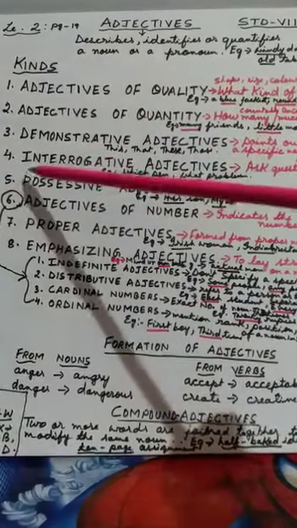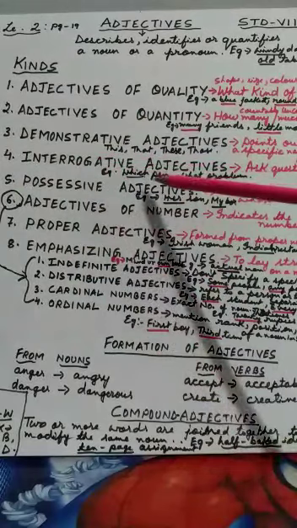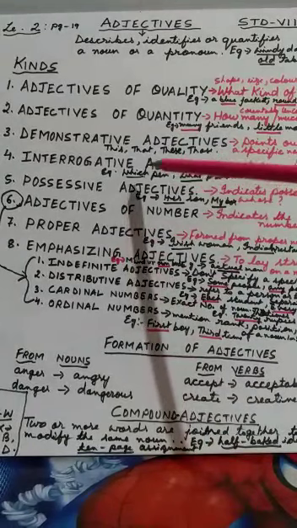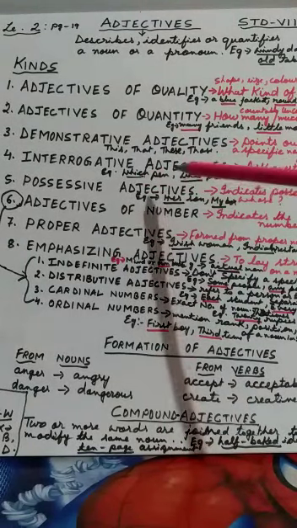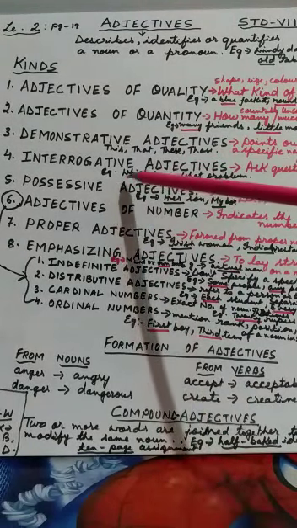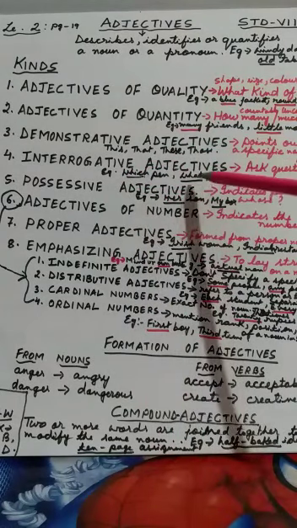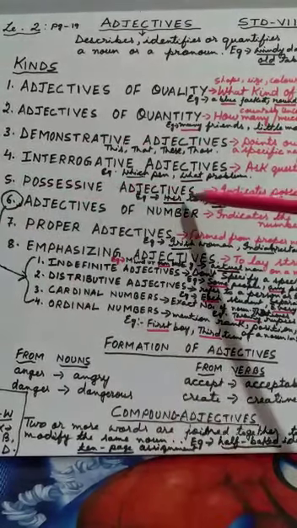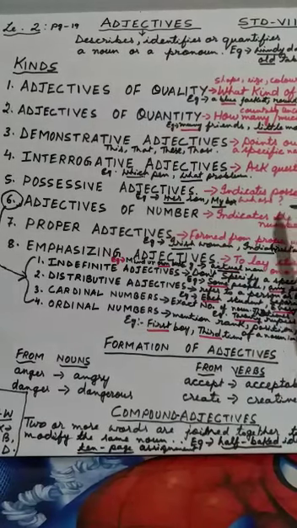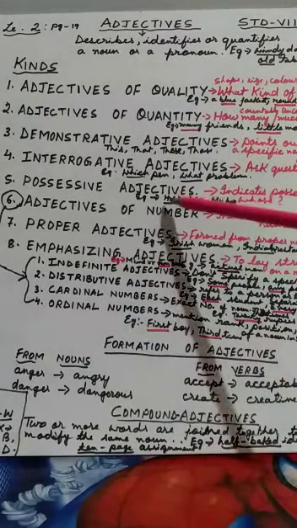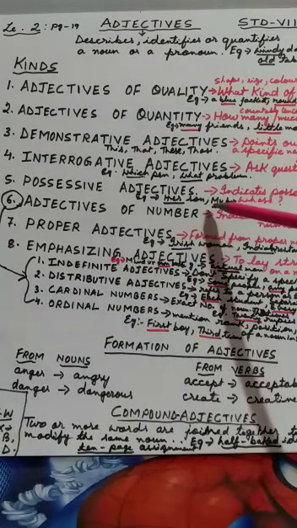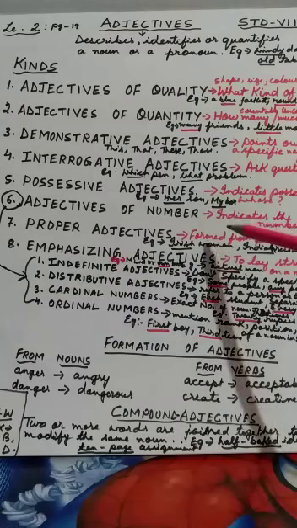And the fourth one is interrogative adjectives. Interrogative adjectives are used to ask questions. It is usually used just before the noun, like which pen? Which pen is this? So which is an interrogative adjective. What problem? What is an interrogative adjective. Then the fifth one is possessive adjectives. Possessive adjectives indicate possession. That means whose it is. Like her son. So her is a possessive adjective. My box. My is a possessive adjective.